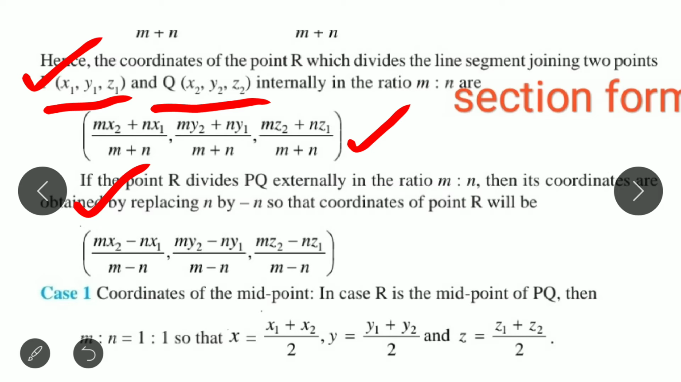Now, the third one, we have the midpoint formula. In case R is the midpoint of PQ, then what will be the section formula, which we call the midpoint formula? The midpoint formula will be (x1 plus x2) divided by 2, comma, the y coordinate will be (y1 plus y2) divided by 2, and the z coordinate will be (z1 plus z2) divided by 2.